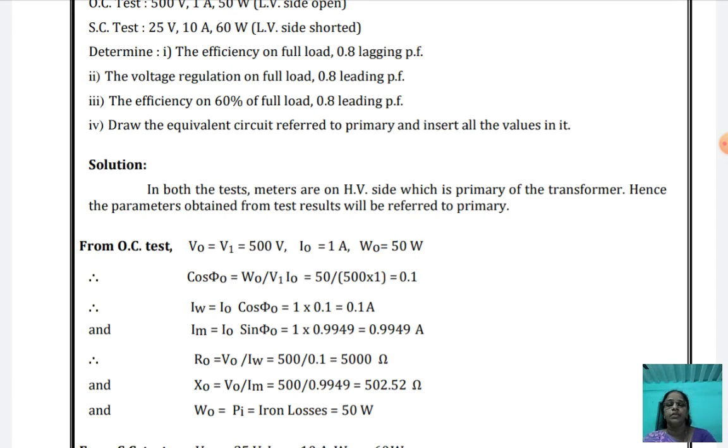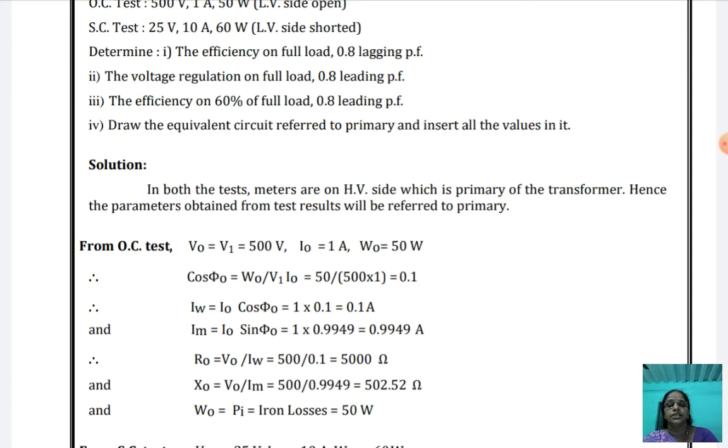Then I mu. I mu is the magnetizing component, or wattless component, or reactive component of the no load current I naught. The formula is I naught into sin phi naught. We have cos phi naught equal to 0.1. From this we can calculate phi naught, then substitute and find the sin phi naught value. Then R naught, X naught. What do R naught and X naught represent?